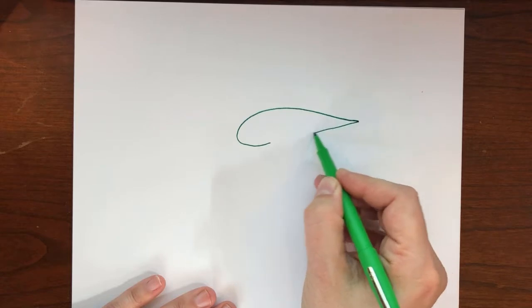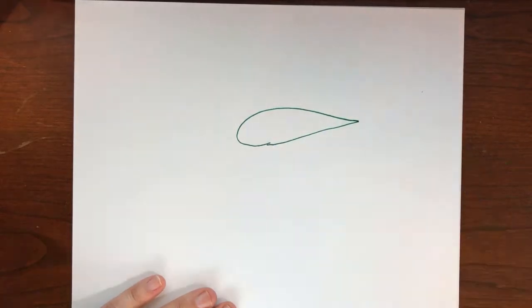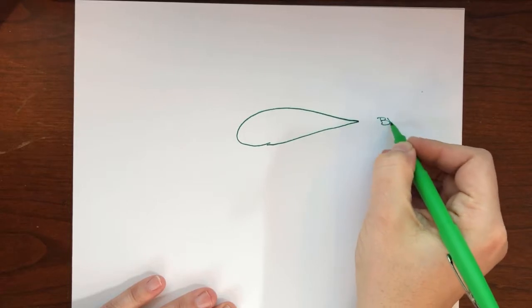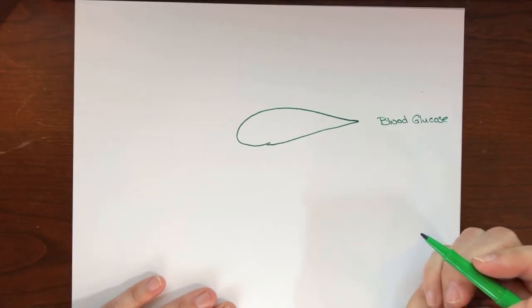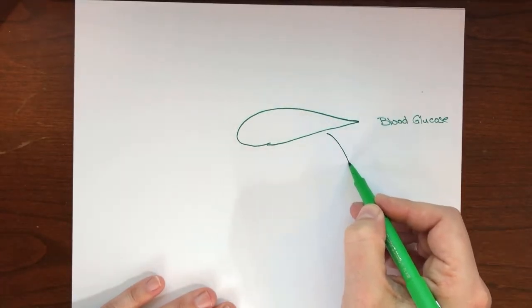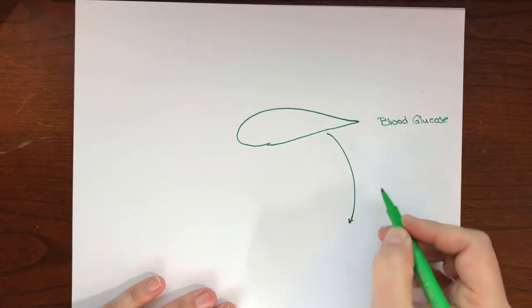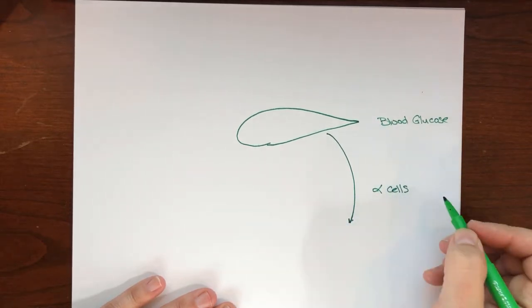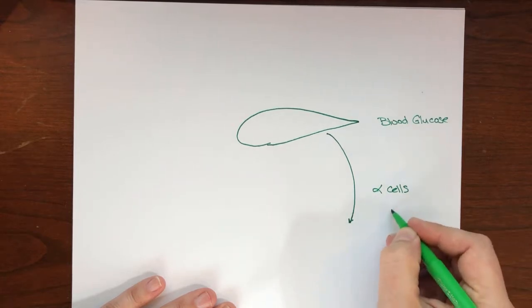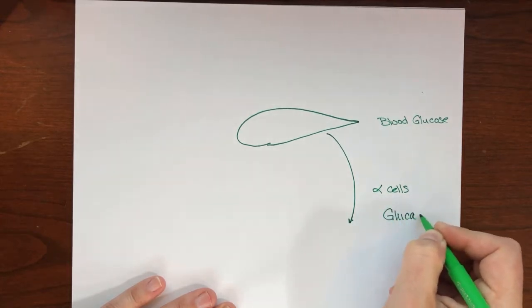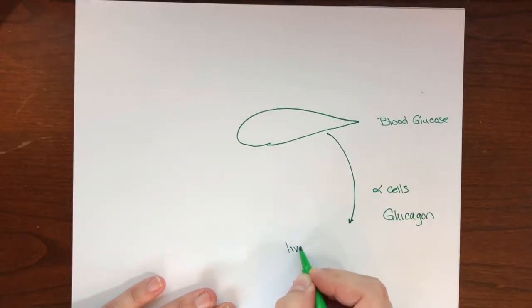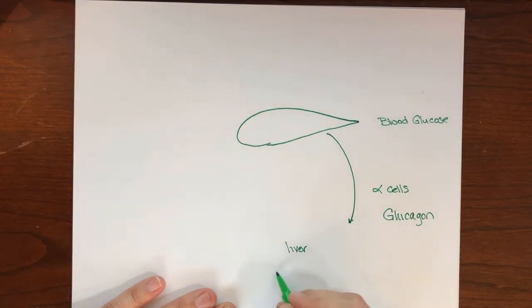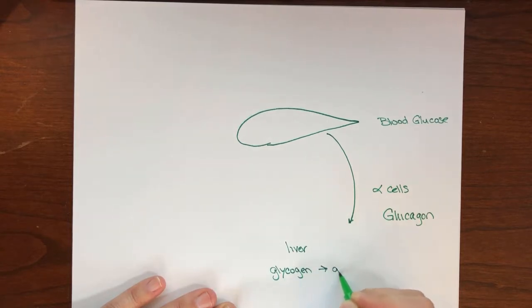So imagine this is the pancreas. The pancreas is the endocrine organ that is involved in controlling blood glucose levels. It does this by producing two hormones. When the blood glucose level starts to fall, the alpha cells of the pancreas are going to produce a hormone called glucagon. Glucagon stimulates the liver and other cells in the body to convert glycogen to glucose.